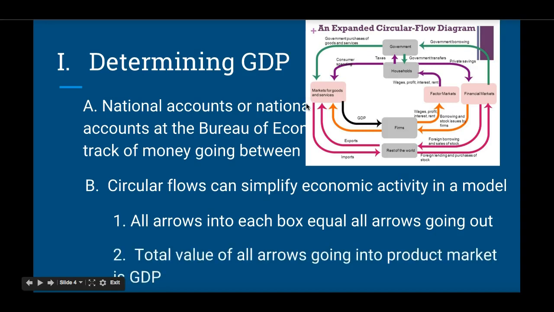The total value of all the arrows going into the product market is also GDP. In this model, we have government spending, which is the green line, plus consumer spending, which is the purple line, plus this orange one, which should be labeled investment spending. Then these pink lines are net exports, the difference between the exports and the imports. And on this model, for some reason, they have this black line that says GDP going to firms. So GDP is just adding up our government spending, consumer spending, investment spending, and net exports.